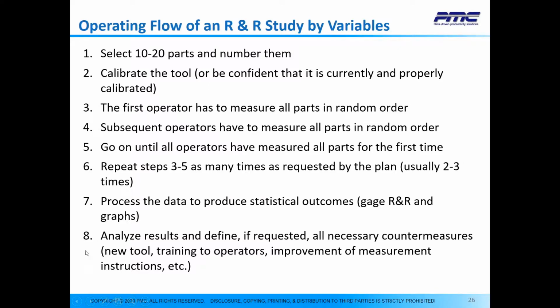So what does that mean? You may need to have a new tool, training for the operators, or improvement of measurement instructions. So again, at the end of your study, if the variation is not less than 10%, some kind of corrective action is needed to reduce it to an acceptable level. And that's why I just listed here, maybe you need a new tool, or you need to train your operators, or improve the measurement instructions, and so on and so forth.